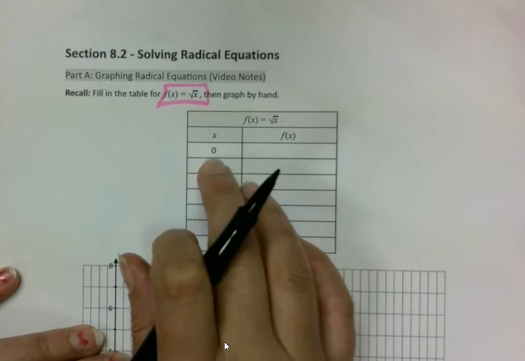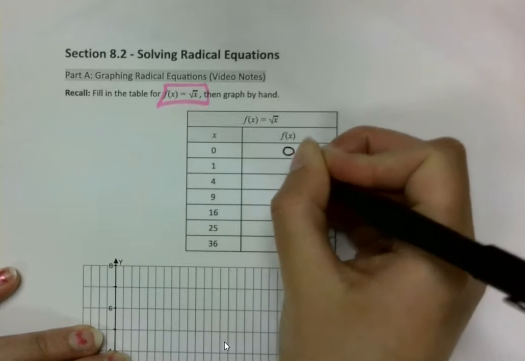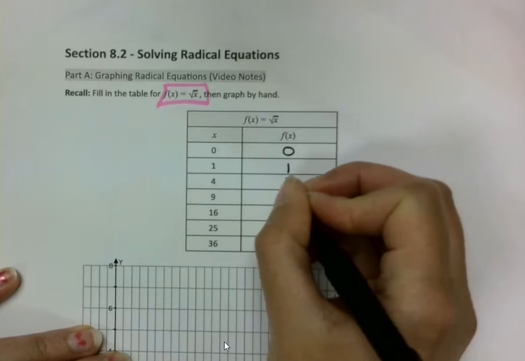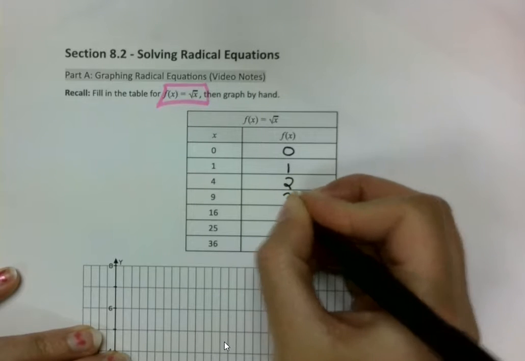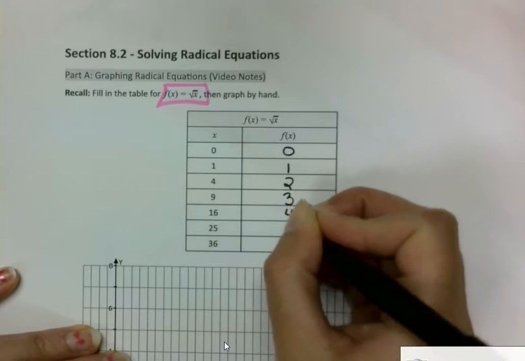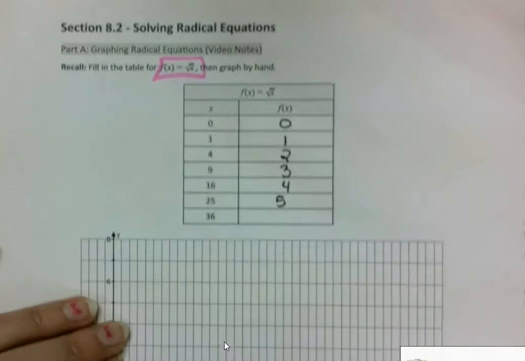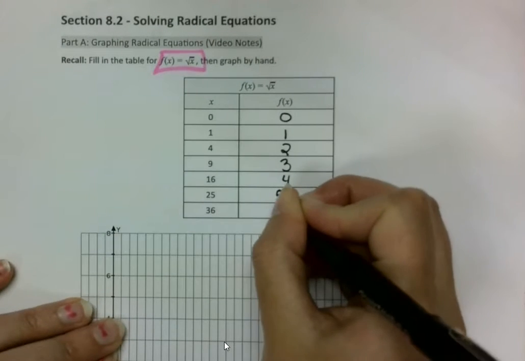So 0, the square root of 0 is 0. The square root of 1 is 1. The square root of 4 is 2. The square root of 9 is 3. The square root of 16 is 4. The square root of 25 is 5. The square root of 36 is 6.